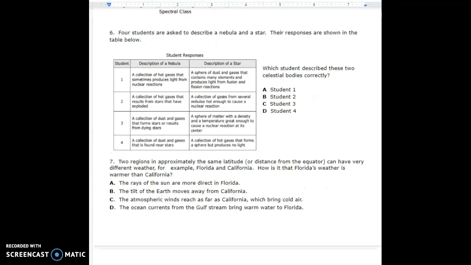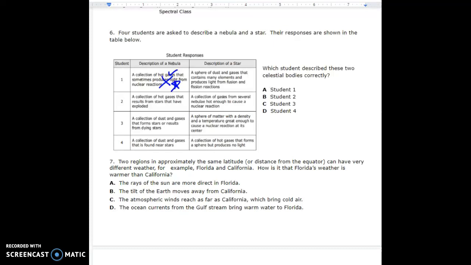Okay, number 6, we've seen this one a couple of times. Four students were asked to describe a nebula and a star, so which one is correct? I'm just going to go through each one of them. For a nebula, student 1 says a collection of hot gases that sometimes produces light, so that is wrong. Okay, that is a star. So I'm just going to keep going.